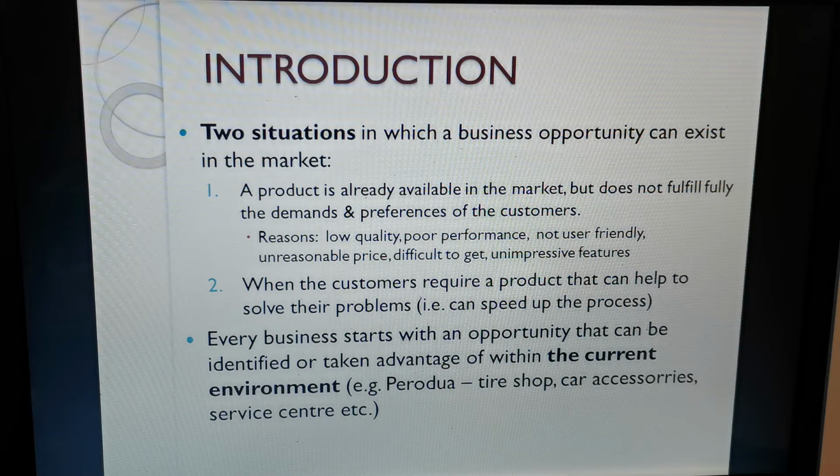Number two, a situation where the customers require a product that can help to solve their problems, for example, can speed up the process of certain things. So which is a new product. So there are two situations, and every business starts with an opportunity that can be identified or taken advantage of within the current environment. Meaning that everything that we look at is actually an opportunity for us to identify and take advantage of. For example, we have tire shops, car accessories, and service centers, and all these are related to the automotive industry.